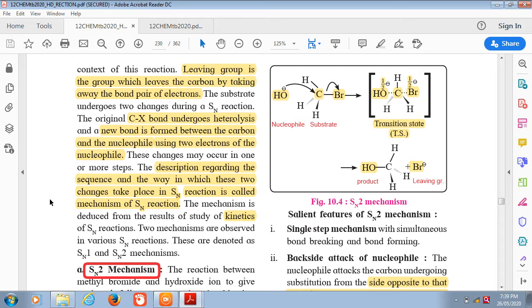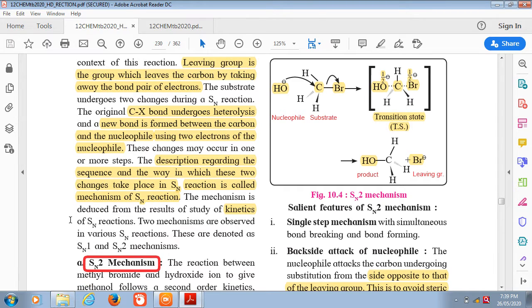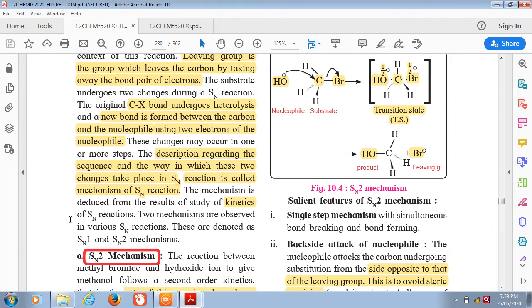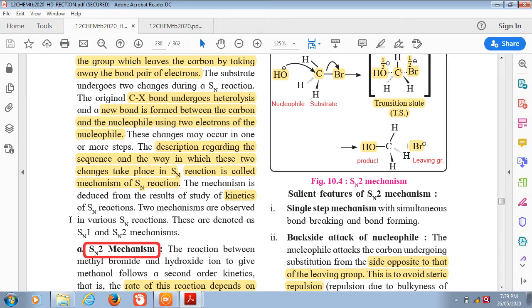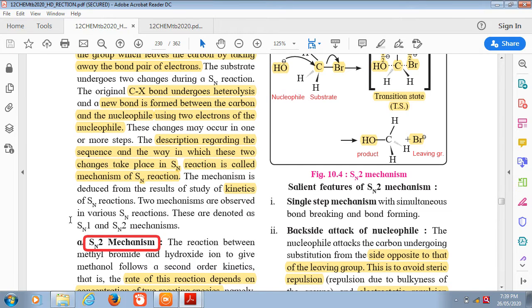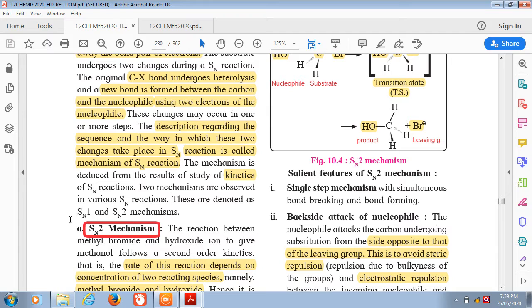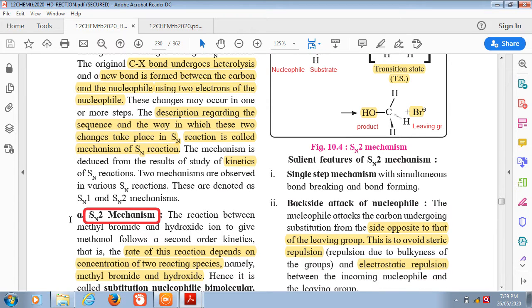To study or to write the mechanism, we must be familiar with the kinetics of the SN reaction. There are two types of SN reaction: SN1, nucleophilic substitution unimolecular, and SN2, nucleophilic substitution bimolecular. So let us see the SN2 mechanism first.